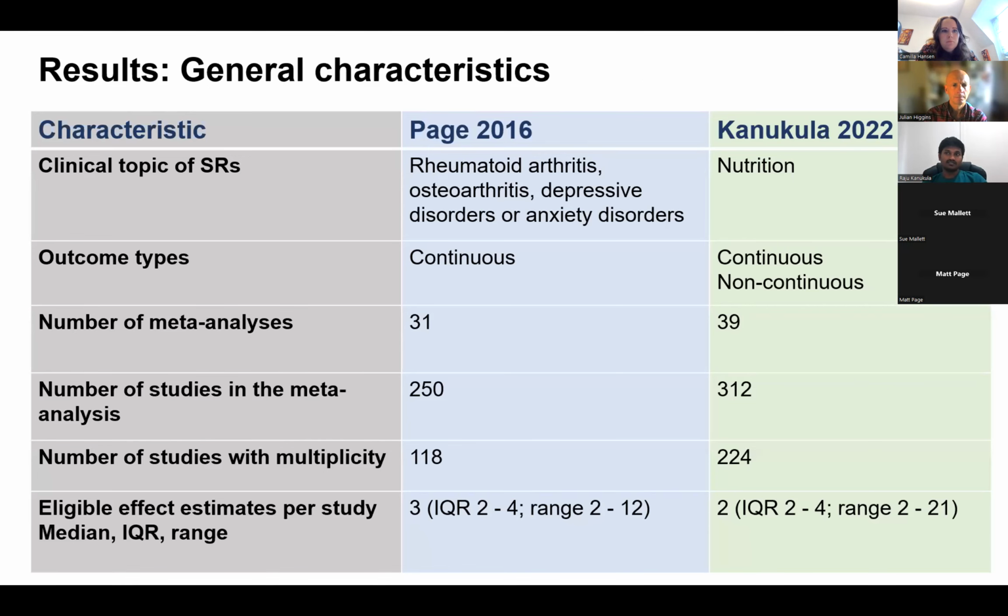So coming to the results, the Page et al. study considered systematic reviews of multiple clinical areas, and they only considered continuous outcomes. On the other hand, my study considered only reviews of nutrition research and considered both continuous as well as non-continuous outcomes. However, these 2 studies have a similar number of meta-analyses, number of studies included in the meta-analyses, number of studies with multiplicity, and number of eligible effect estimates available for each study.